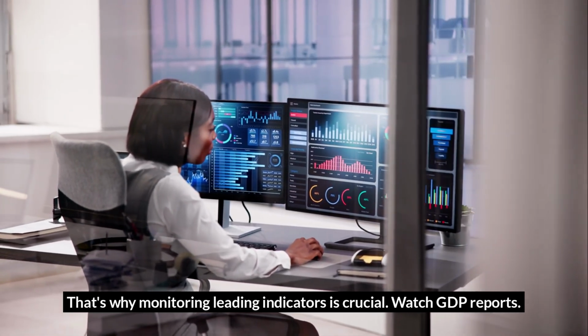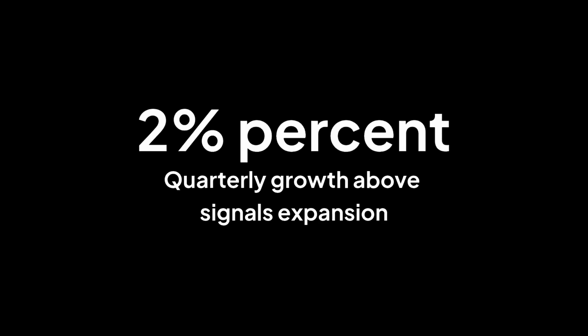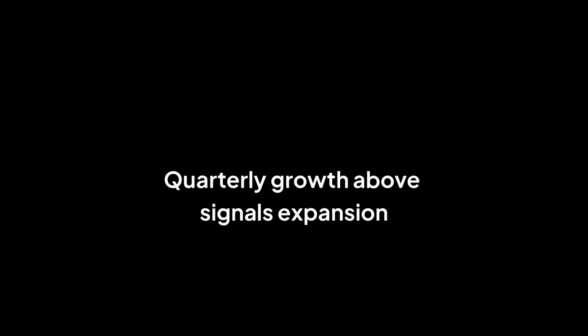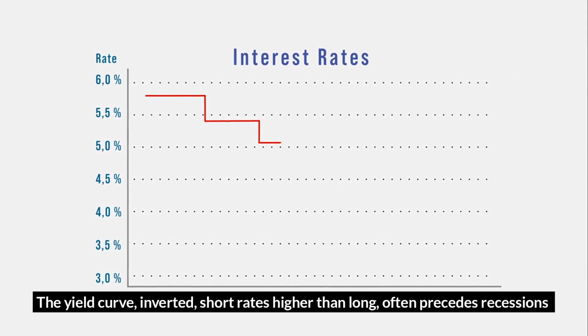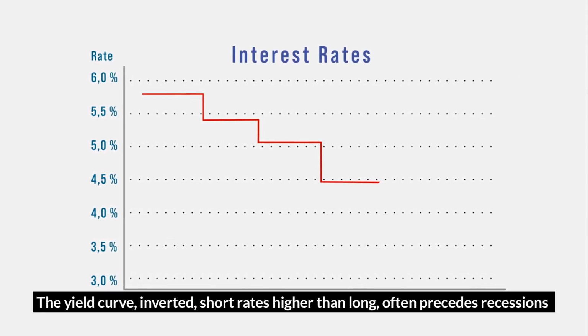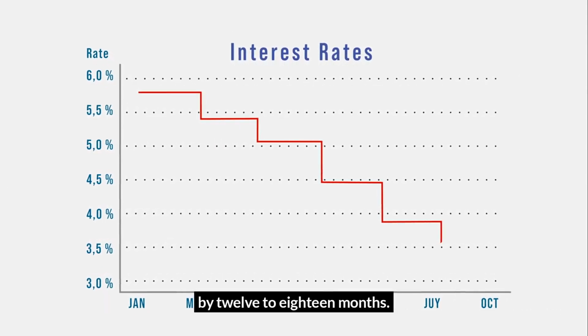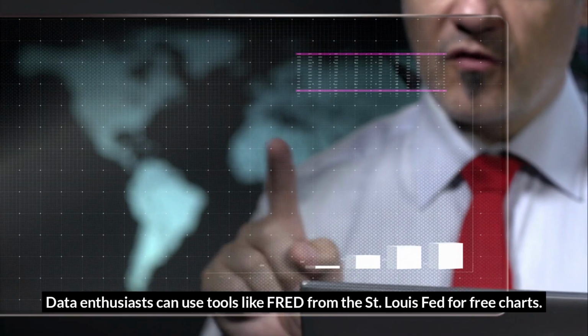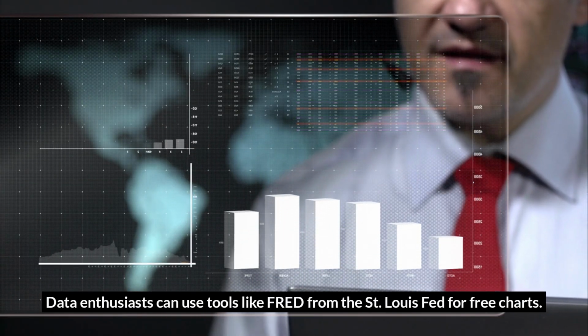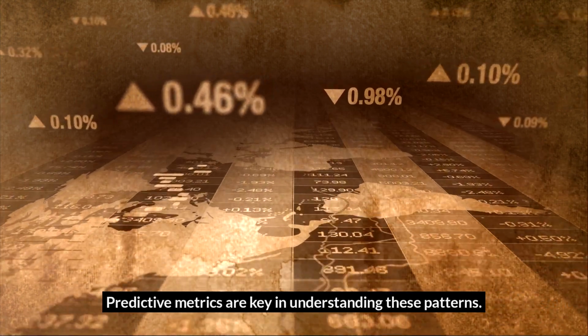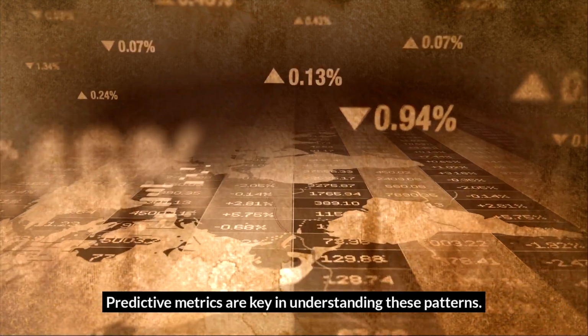Watch GDP reports. Quarterly growth above 2% signals expansion. Unemployment under 4%? Peak vibes. The yield curve, inverted, short rates higher than long, often precedes recessions by 12 to 18 months. Data enthusiasts can use tools like FRED from the St. Louis Fed for free charts. Predictive metrics are key in understanding these patterns.